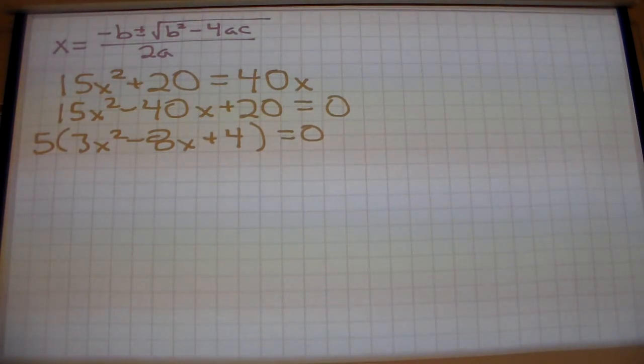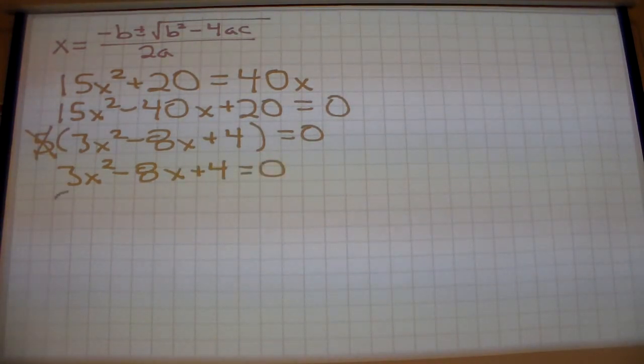Now, when I factor the 5 out, it divides over, so it's actually gone, and we're left with 3x squared minus 8x plus 4 equals 0. A is 3, B is negative 8, C is 4. You just leave that 5 out. Because it factors out and the other side's equal to 0, we basically divide it over, and it's gone. It's not that 5 is a solution, it's just a factor we don't need.